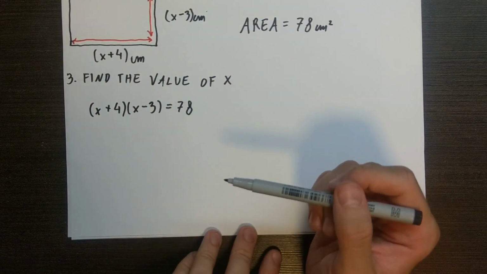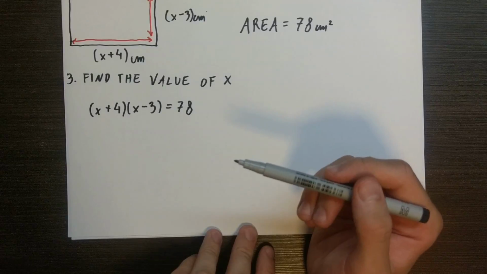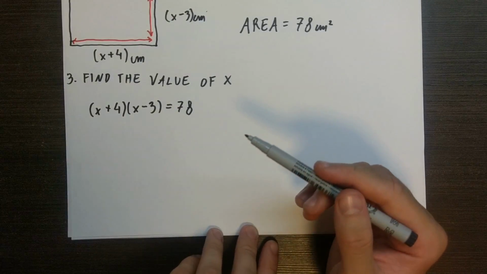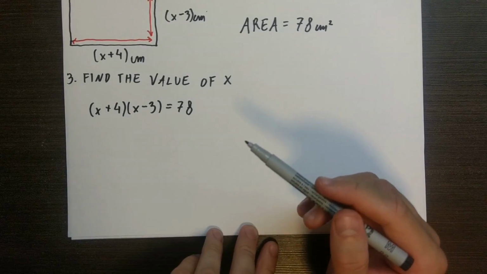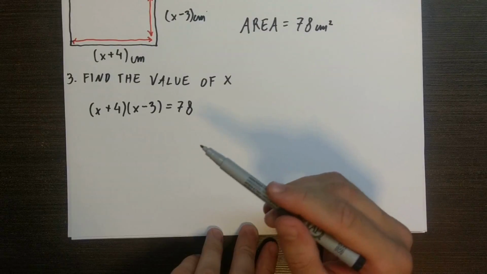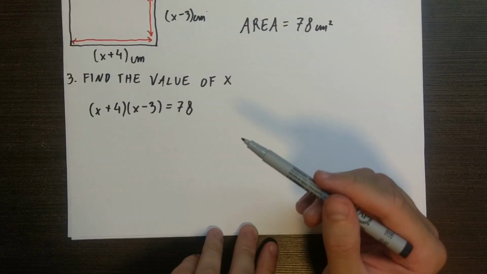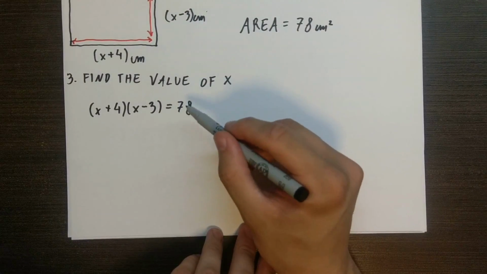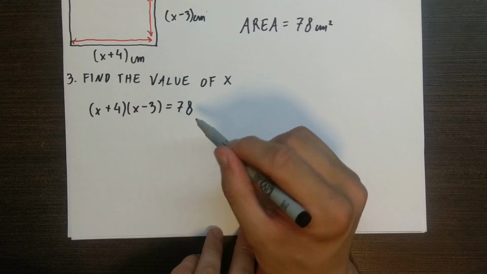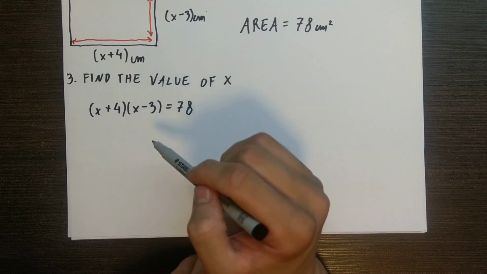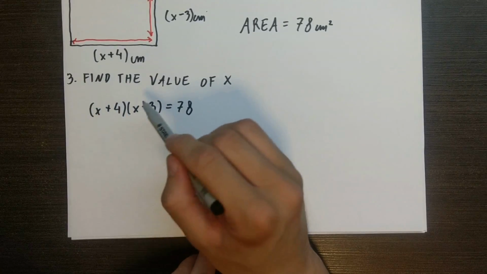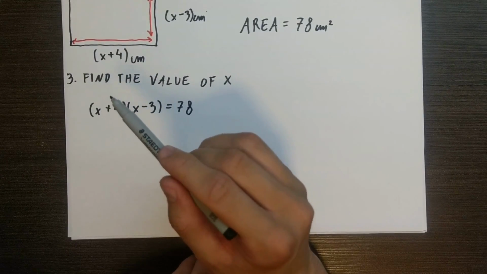So this is what we get. Now, what on earth do we do with this? We essentially need to solve the quadratic equation. That's what we need to do. In order to solve quadratic equations, we need to make this part equal 0, and then have this part factorized, and then one of those terms will equal 0, which will give us an answer.